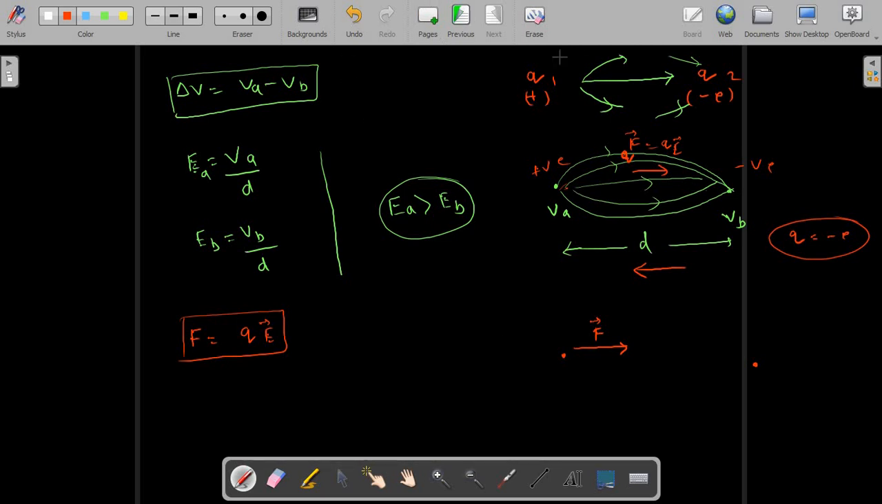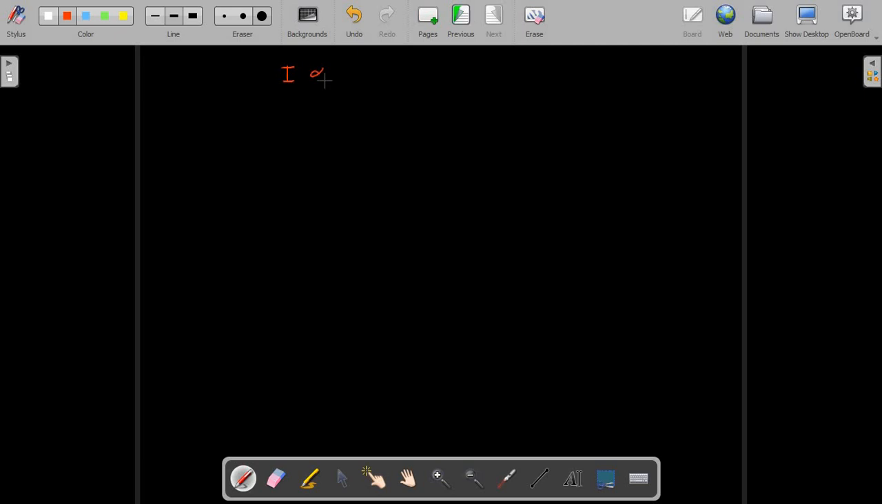So from this discussion, can I say that I is proportional to V? If there is a potential difference, then current flow can take place, right? So I is proportional to V, and there has to be some constant as well. Then I can say V is equal to IR.